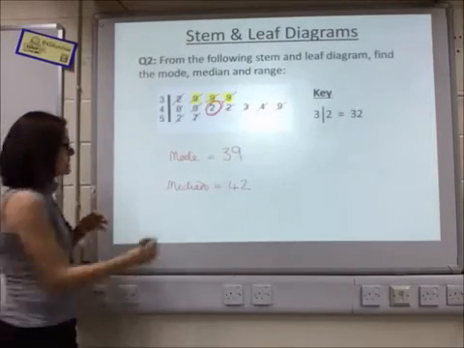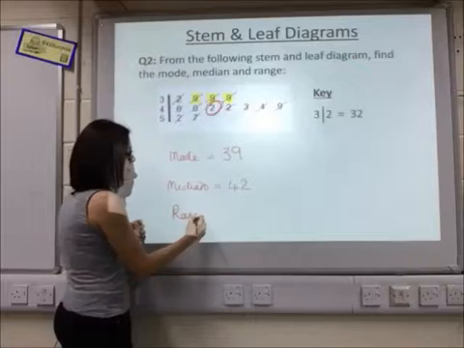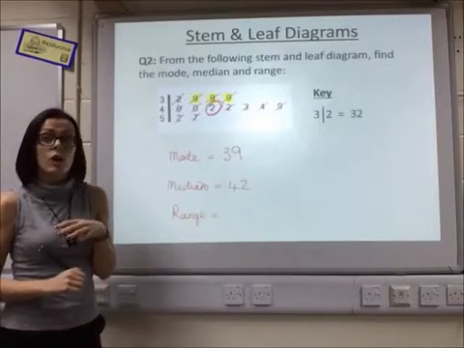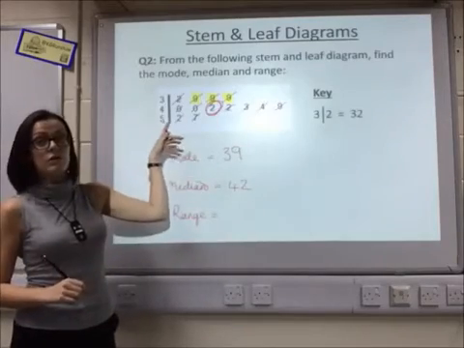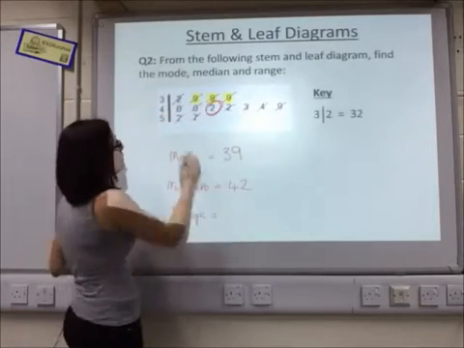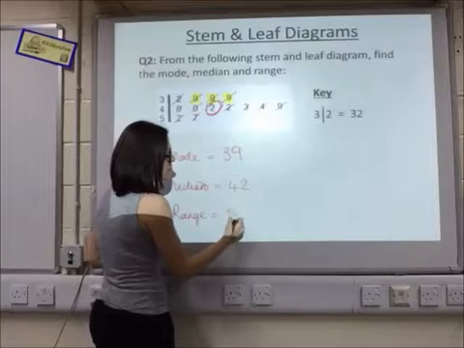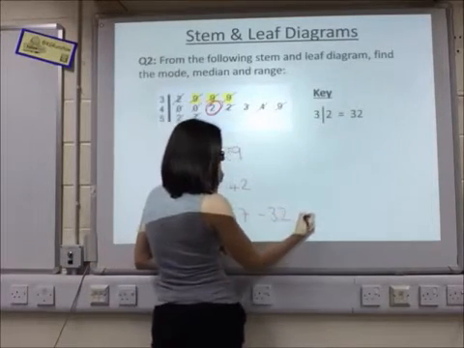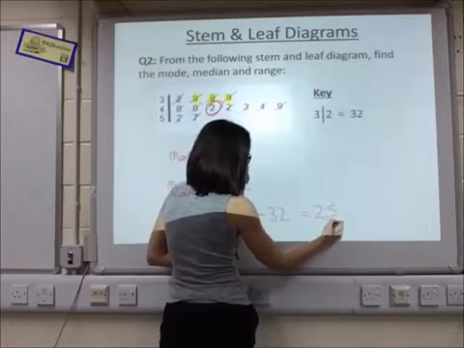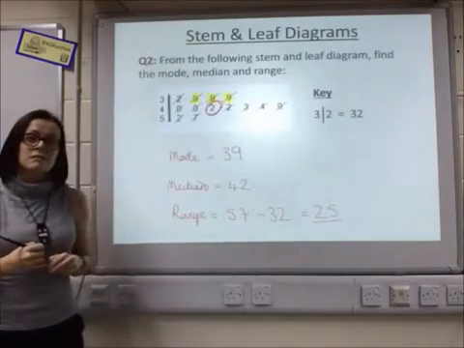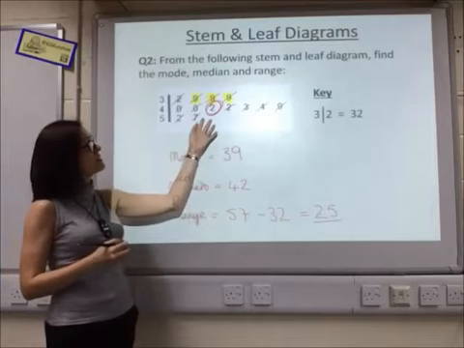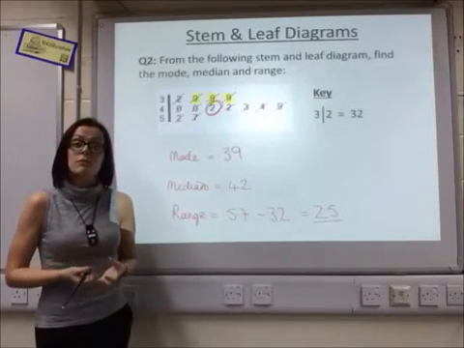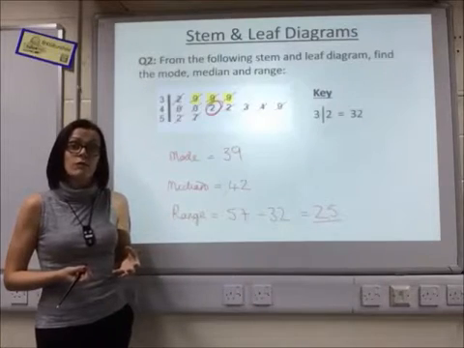Finally, the range: the biggest value take away the smallest value. Do not look at the numbers and say biggest is 9, smallest is 0, not correct. Remember, these numbers are in order. The smallest is 32, the biggest is 57. So I'm doing 57 take away 32, and I am getting 25 as my range. So it's just really important that you think carefully when you are interpreting one of these, and remember what each of the numbers in the table stands for.